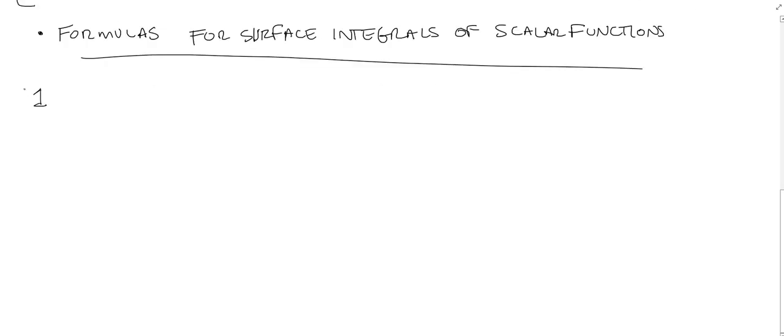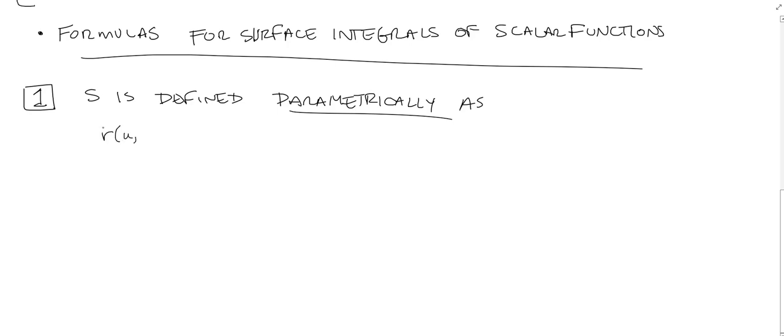Option number one. Let's say that S, our surface, is defined parametrically. Again, you're going to use different versions of your surface integral based on how your surface is described. From the last video, we have a vector function that finds the points on our surface: r of u, v equals f of u, v for the i component, plus g of u, v for the j component, plus h of u, v for the k component.